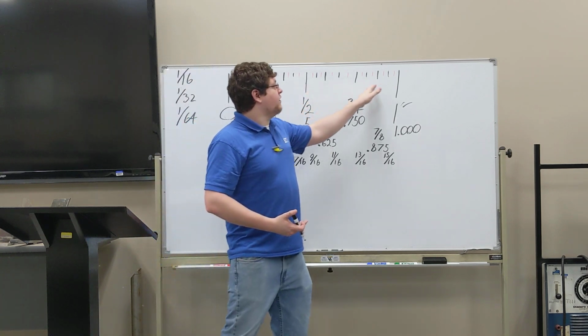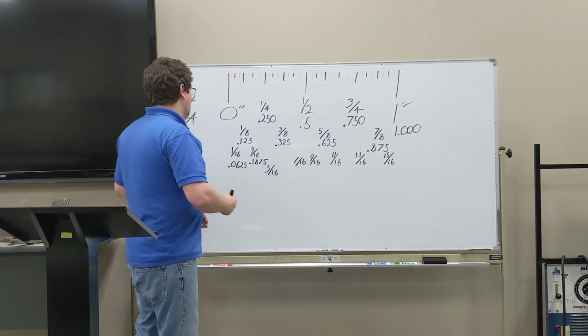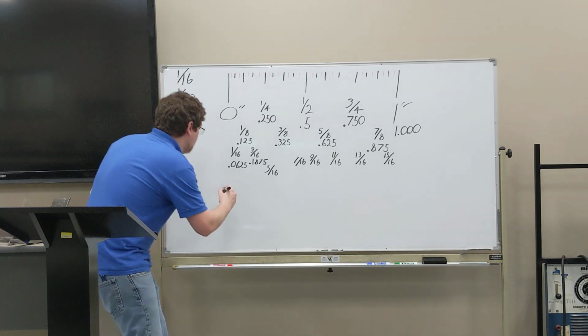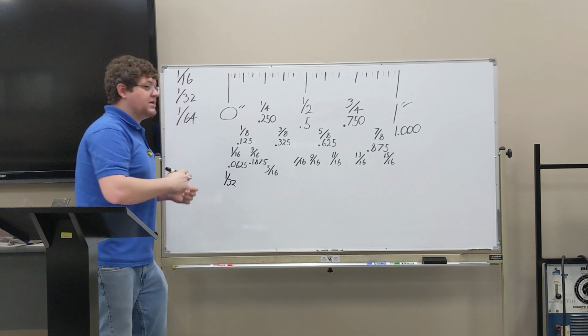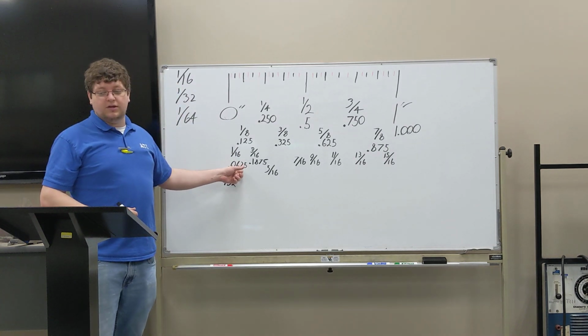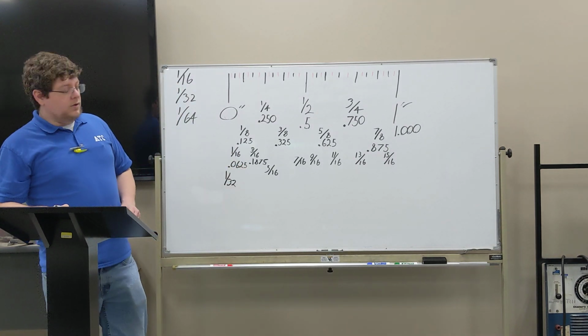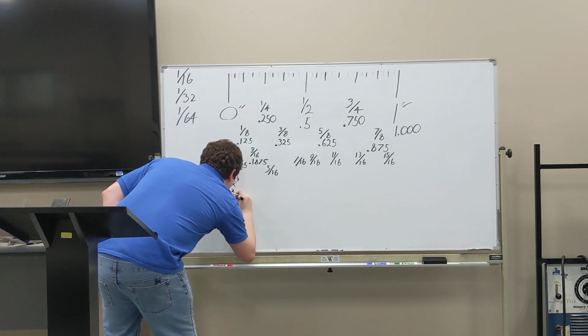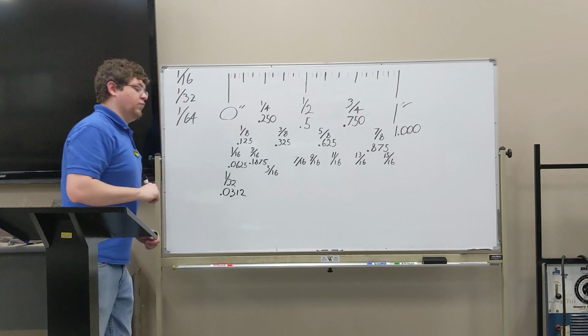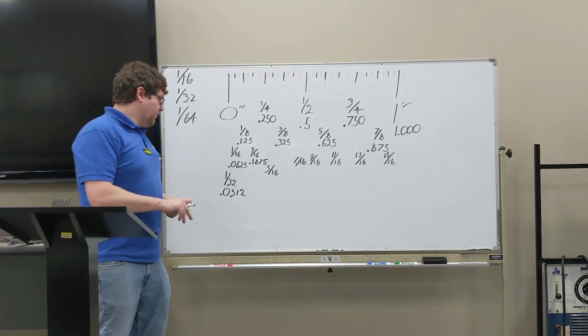If you look, we got 32nds all the way across. What is 1/32? If I write down here, 1/32 decimal is half of 1/16. So we got 0.0312. Next one after that.